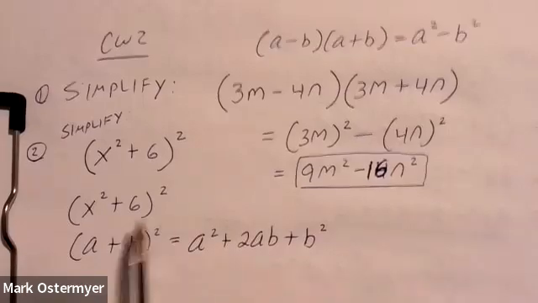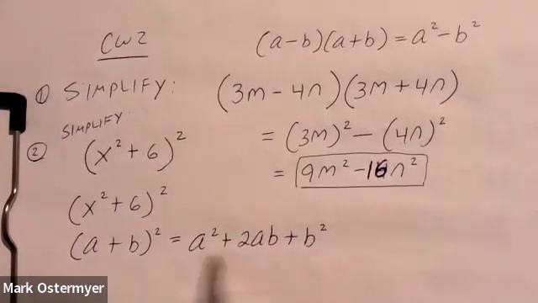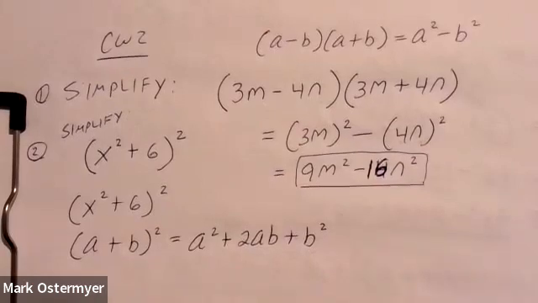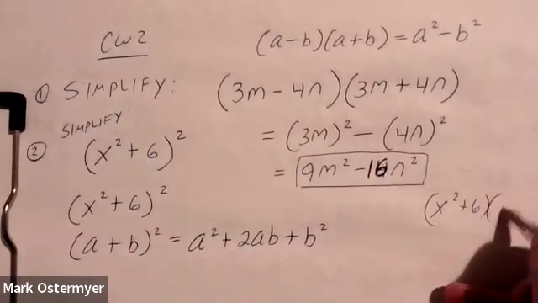Now, here we're trying to square a binomial, and you are welcome to use this pattern to speed this up a little bit. If you don't want to, you can just multiply this out the long way: x squared plus 6 times x squared plus 6.